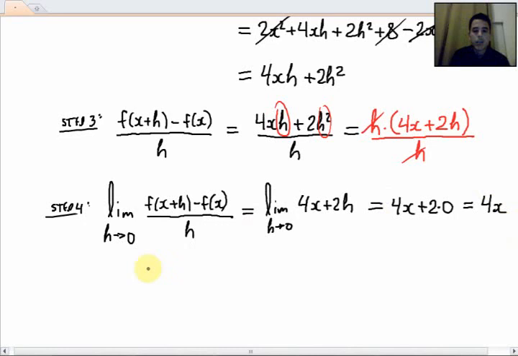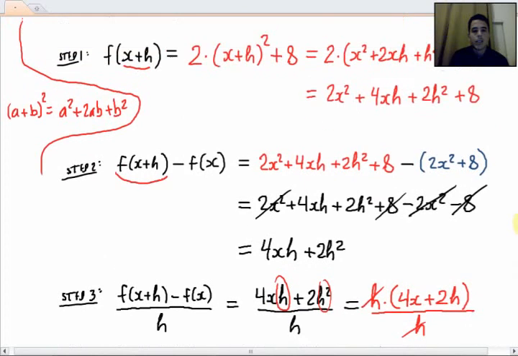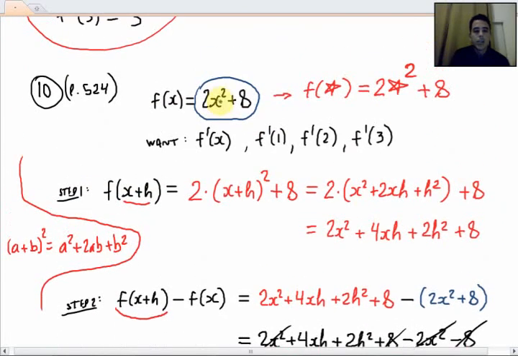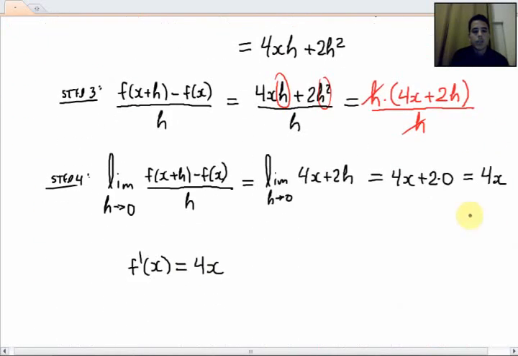The conclusion is the derivative of f of x is 4x. Look at this. Here's the original function, f of x, 2x squared plus 8. Look at the derivative. The derivative is simply 4x. Then we can use that to compute the other things we want. The derivative at 1, that's easy. That's 4 times 1, which is 4.